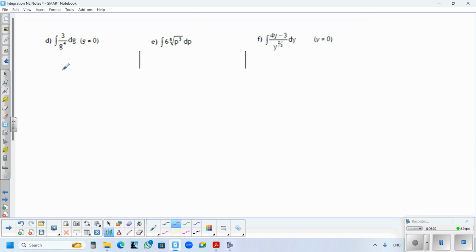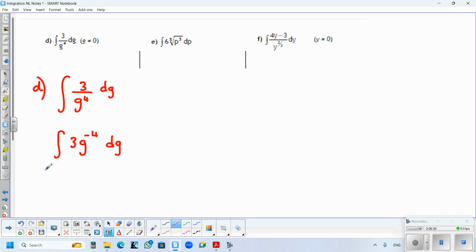So we've got to do the integral for part D. It's the integral of 3 divided by g to the power of 4, and we've got dg, so we want to do the g's. Right, there's a problem here. The letter is in the denominator. Can't have that. So you think back to your indices. To bring that up to the top, we change the power, so that becomes the integral of 3g to the -4. All letters must be in the top before we can take the integral.